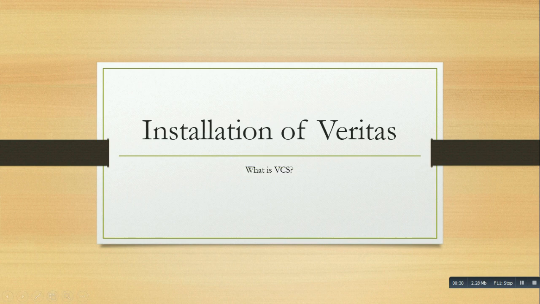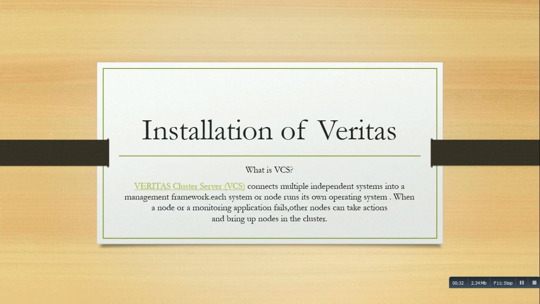What is Veritas? Veritas Cluster Server connects multiple independent systems into a management framework. Each system, or node, runs its own operating system. When a node or a monitoring application fails, another node can take action and bring up nodes in the cluster.